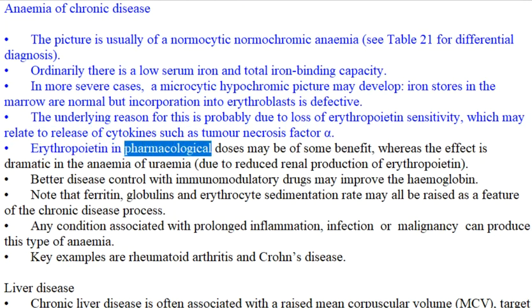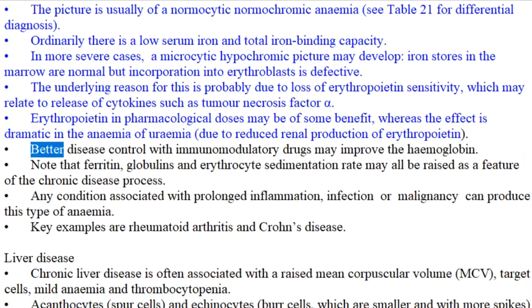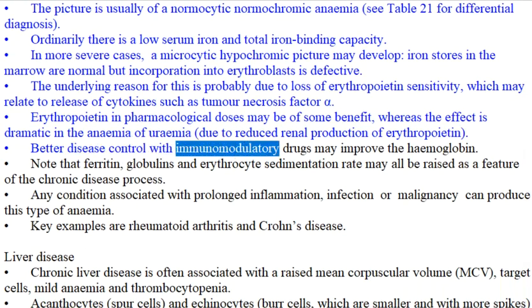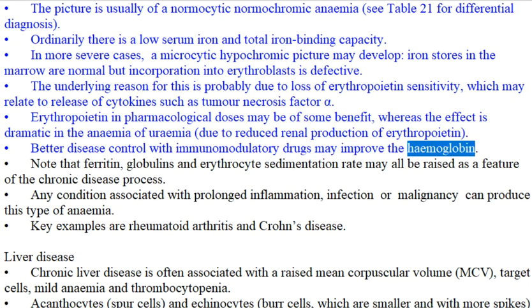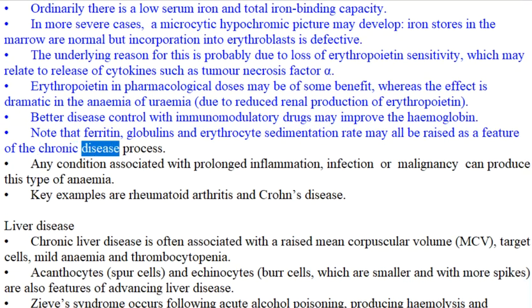Erythropoietin in pharmacological doses may be of some benefit, whereas the effect is dramatic in the anemia of uremia, due to reduced renal production of erythropoietin. Better disease control with immunomodulatory drugs may improve the hemoglobin. Note that ferritin, globulins, and erythrocyte sedimentation rate may all be raised as a feature of the chronic disease process.